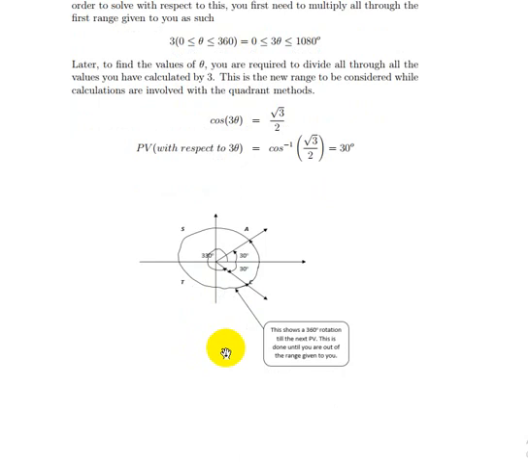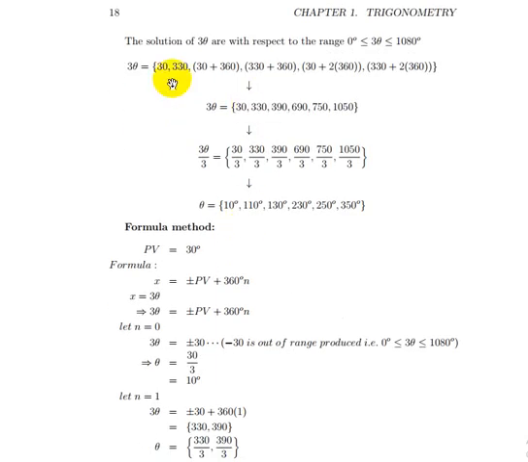Now to calculate, you are going to base yourself with respect to this range. The first value of 3 theta that you're going to have is going to be 30. The next value is going to be 330, and then you are going to move by rounds of 360 degrees. So the first value is 30, and then I will turn again by 360 degrees. I'm going to have 330 plus 30.